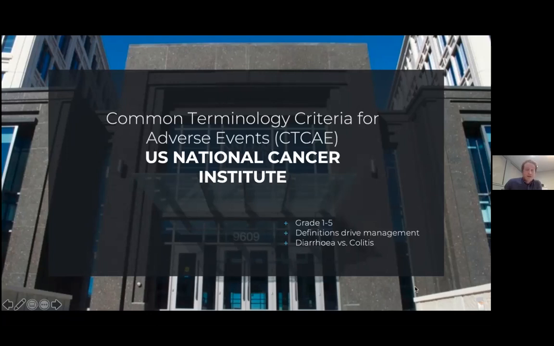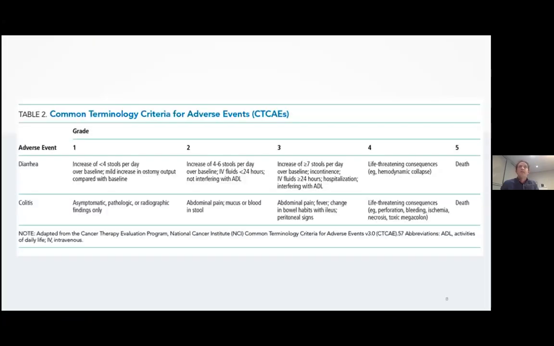This convention of grading events from 1 to 5 is used right across all the different organs affected by the checkpoints, but it has some implications for us because it doesn't quite overlap. Their definition of diarrhea is increased frequency of watery bowel movements, and colitis is objective evidence of inflammation of the colon. So in terms of the diarrhea and colitis aspects, this is the common terminology criteria.